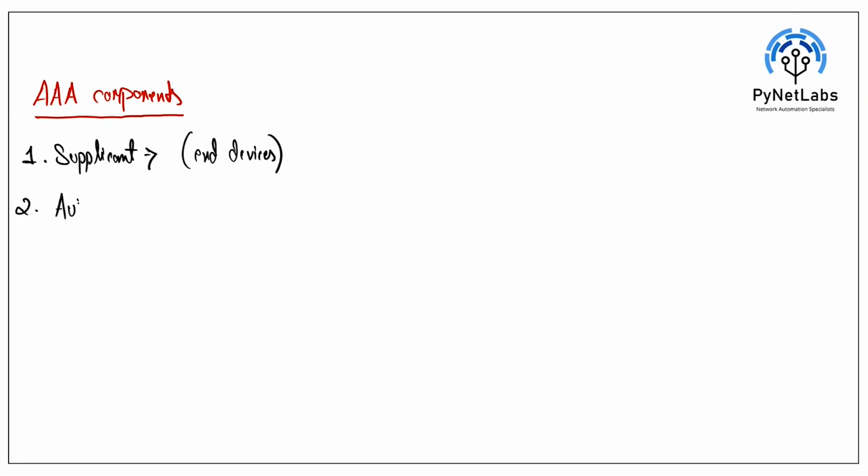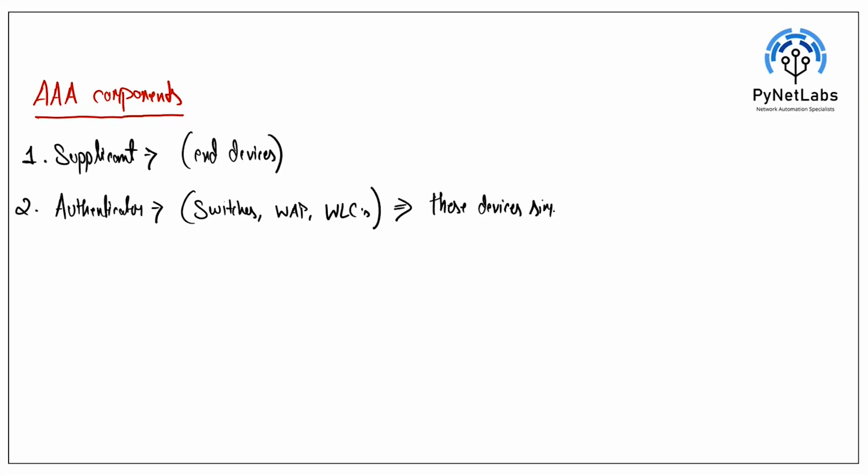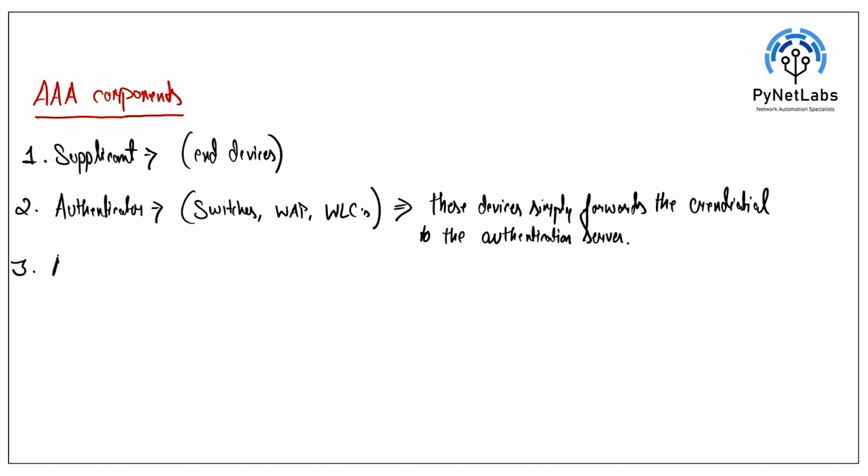Then we have the authenticator. The devices here are switches, wireless access points, and WLCs. These are some devices which are a part of your authenticator. But one more thing to note here, guys, about these authenticators: they simply forward the credentials. These devices simply forward the credentials to the authentication server. Now, the authentication server is the third component, which we will explain now.